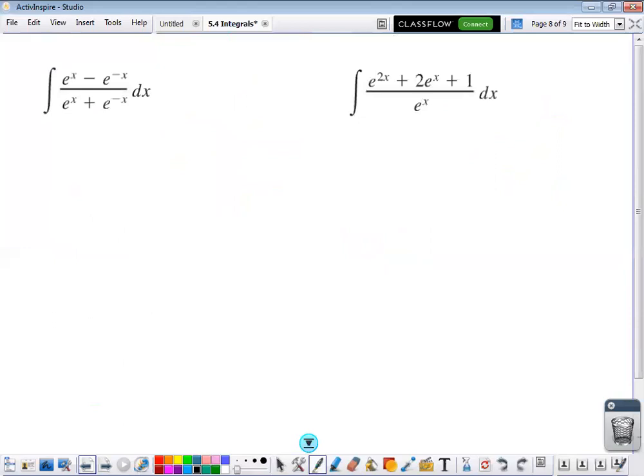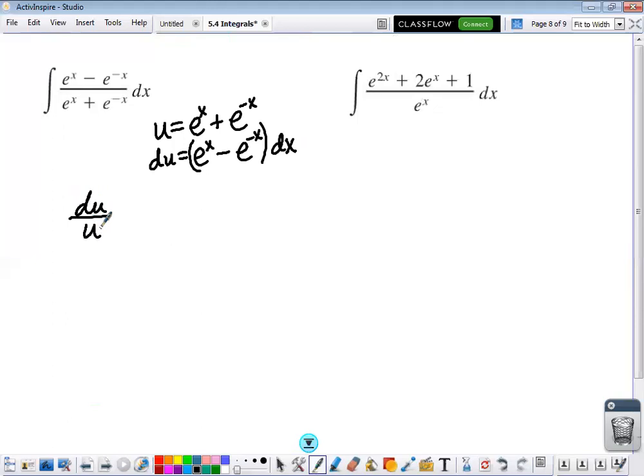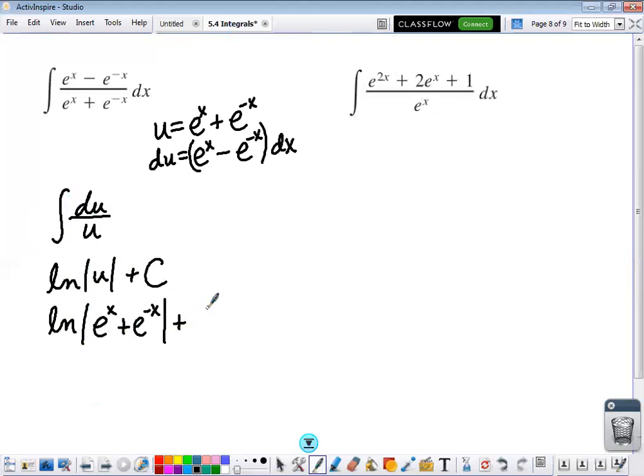Sorry about that, y'all. Sometimes when I press the page to go forward, the pen skips a page. All right, so let's try letting u equal the bottom again. That's the only thing that really makes sense. So the derivative of that is e to the x minus e to the negative x dx. I'm going to put parentheses around it since it's a binomial. That is the numerator. So we have du in the numerator over u in the denominator. So straightforward, du over u, natural log absolute value of u plus c, and then of course put your u back in. So natural log absolute value of e to the x plus e to the negative x, plus c.